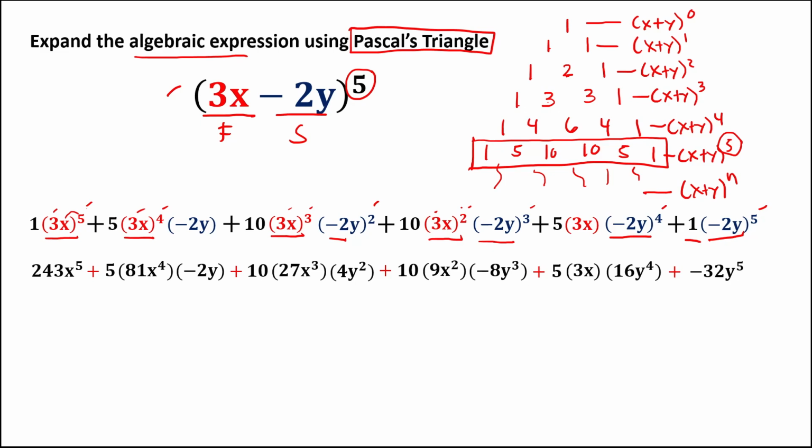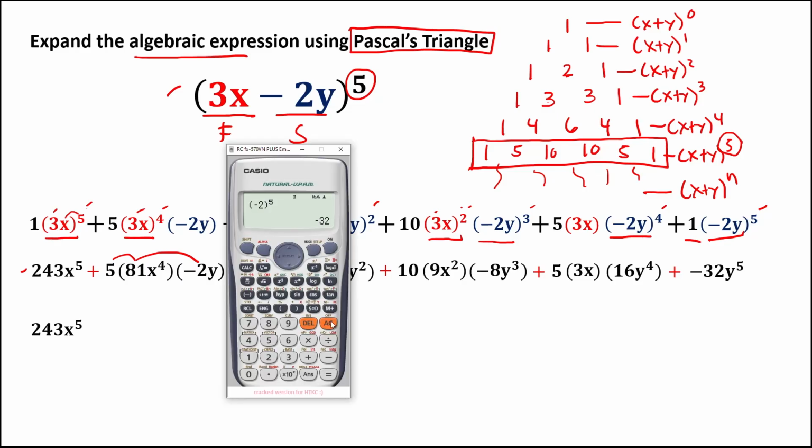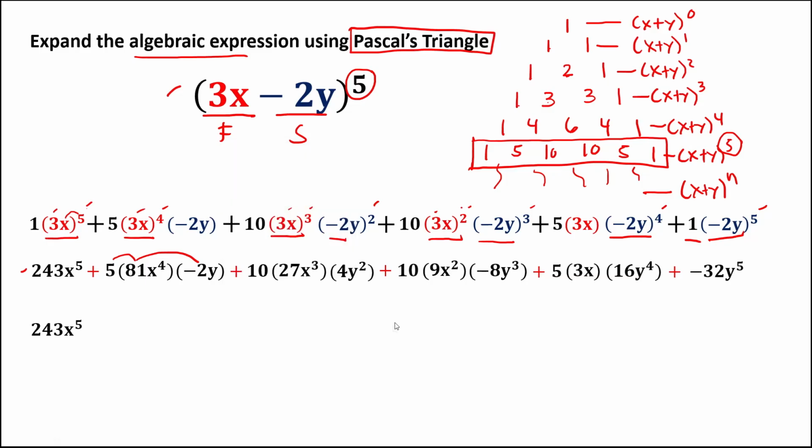Then to simplify, just bring down this 243x to the power 5. Then we need to multiply these three numbers. So 5 times 81 times negative 2. So that's negative 810. So this is negative 810. Then just copy the variables, x to the power 4 times y.